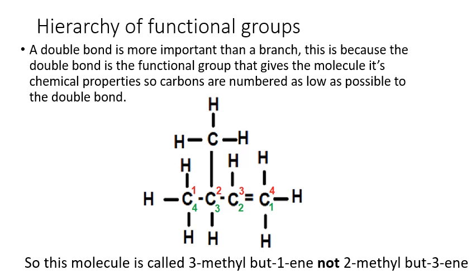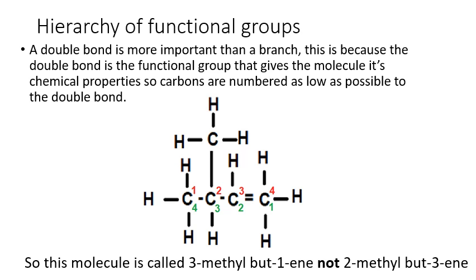There is a hierarchy of functional groups that you need to be aware of. A double bond is more important than a branch. This is because the double bond is the functional group that gives the molecule its chemical properties. So carbons are numbered as low as possible to get to that double bond. So look at that molecule there. You can see how I'm numbering the carbons. In green, which is green because it's the right answer, I have numbered them from the right to the left to get to the double bond, which is on carbon number 1, or gap 1, as you remember, if that helped you.